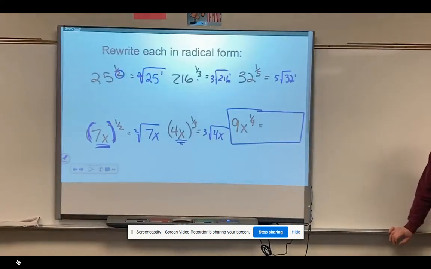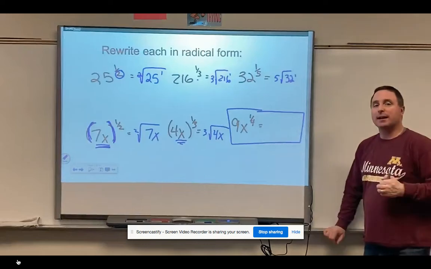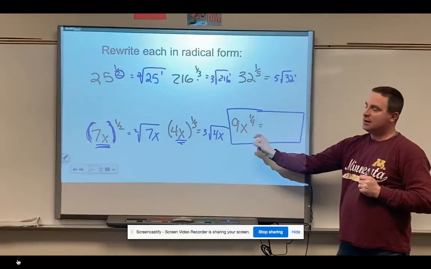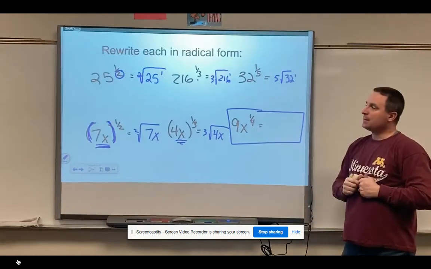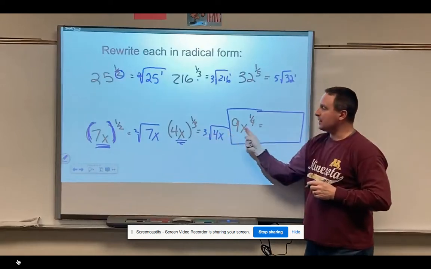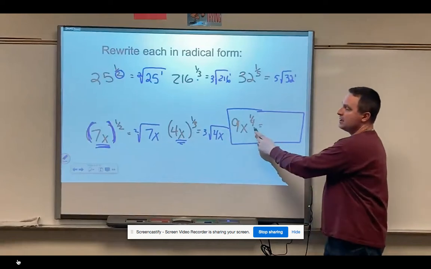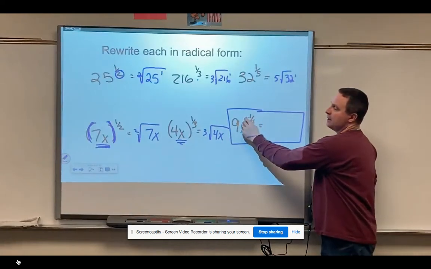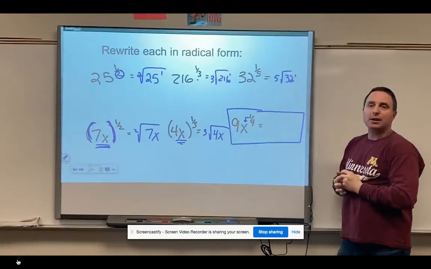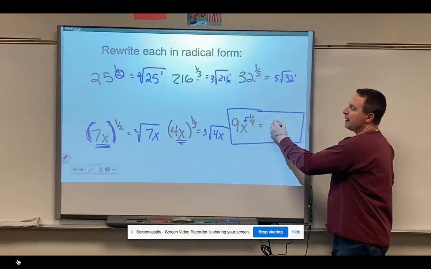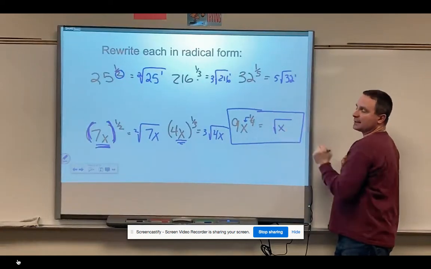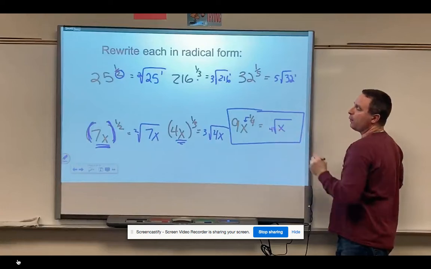It's a 1/4 power, but the question that we have to ask ourselves is what's being raised to the 1/4 power? Is it the 9, the x, or both of them? Well, there's a difference between this one and this one. Notice that one has parentheses, meaning everything is raised to the 1/3 power, but this one does not have parentheses. And the 1/4 is only going on the x. So when I write my radical here, it's only the x that's going underneath there with the 4th root of that.